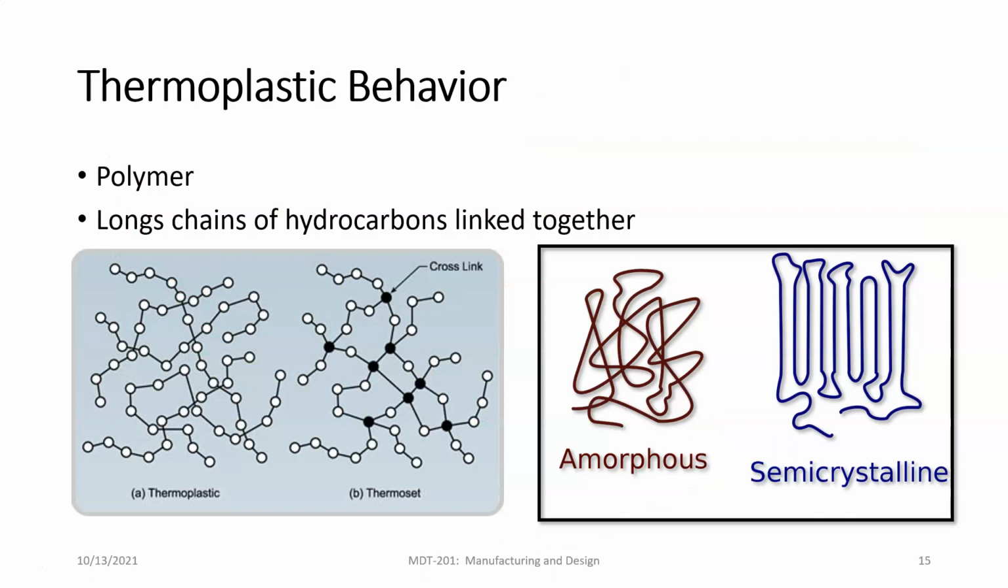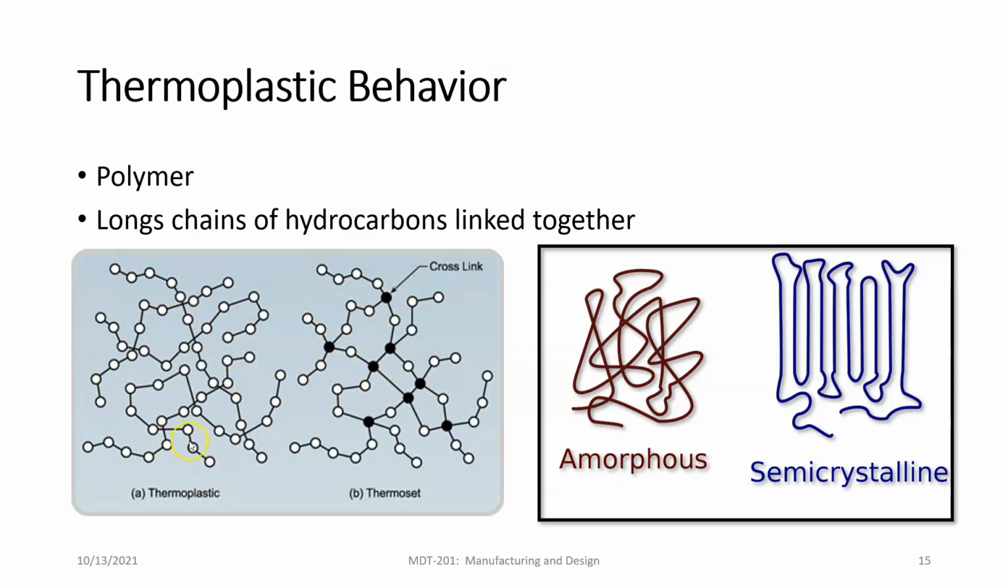But why does a thermoplastic behave in this manner? Well, in a polymer, we have long chains of hydrocarbons that are linked together. So in this figure on the right, on the left, we have a thermoplastic. This is a thermoplastic, and then we have a thermoset. You'll notice the difference between a thermoplastic and a thermoset. A thermoset has cross-linked members. So these black nodes right here are cross-linking, right?